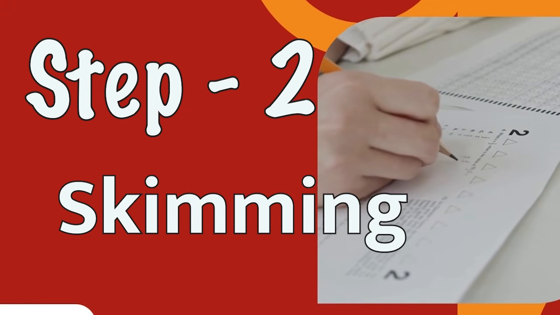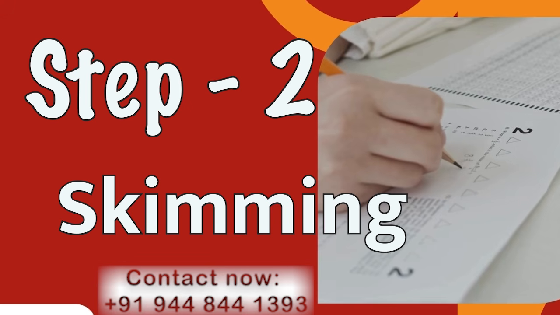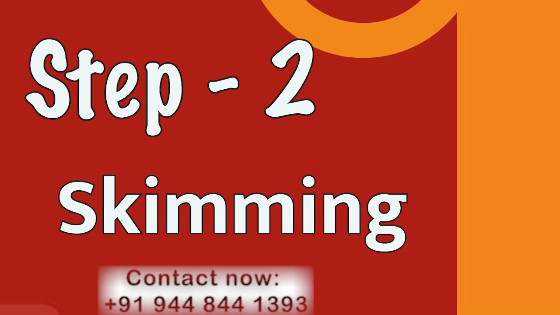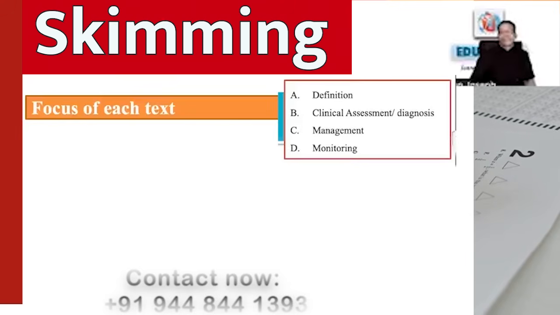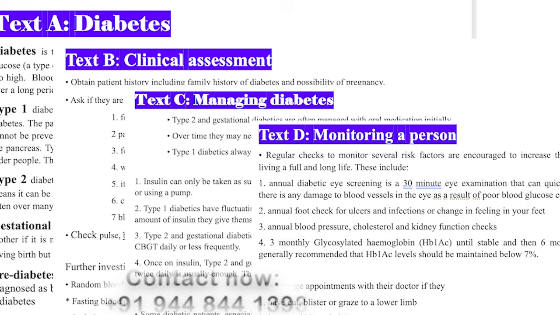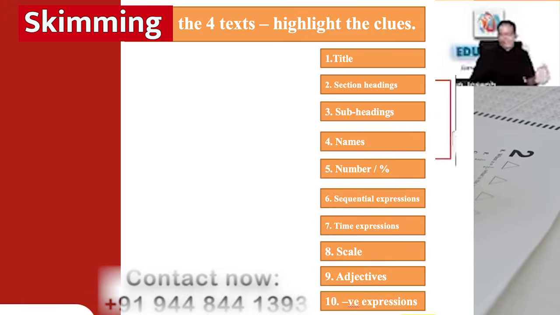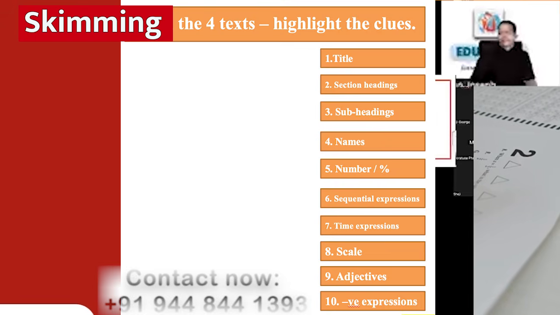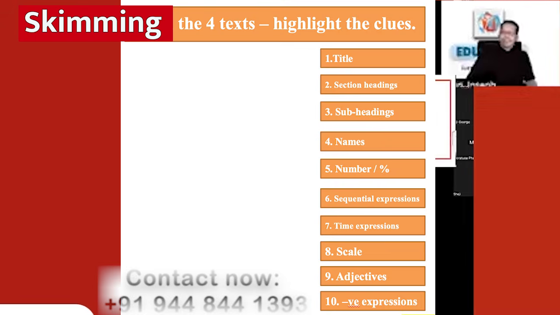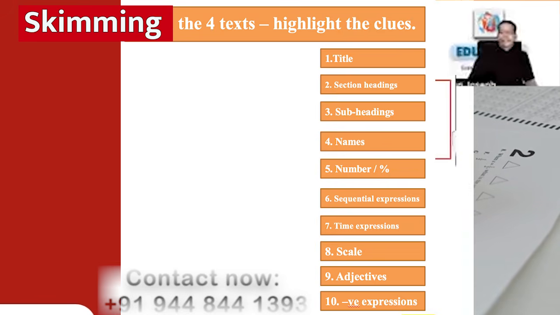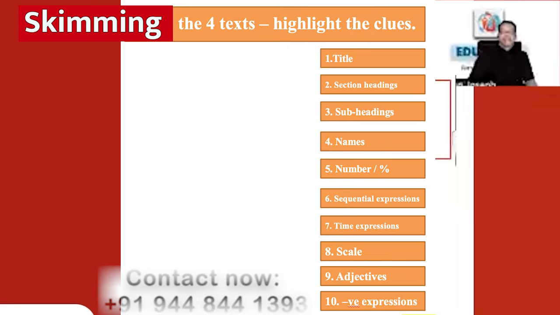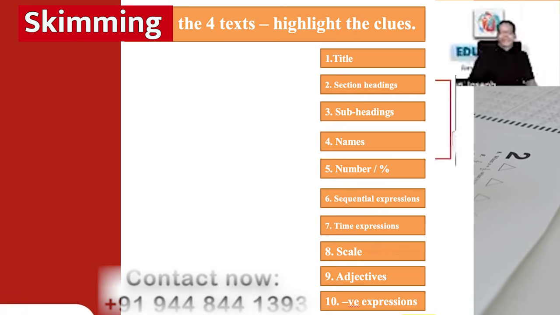Step to begin with: a skim. As you glance through, just get a general idea, and I'll tell you what are the things you have to look into. Focus of each text. What does each text focus on? Just understand as you skim, look at the headings. Skim, search for clues. Clues like title, section headings, subheadings, names, numbers, percentage, sequential expressions, frequency expressions, scales, adjectives, negative expressions. These are the clues you can look for, and definitely you will have the answers over there.